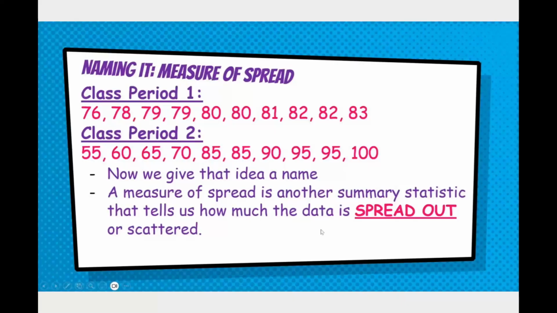A measure of spread is also in your notes. It's another summary statistic, which tells us how much the data is spread out or scattered or clustered or tight or wide. We're going to look at some various measures of spread, and we're going to start off with the range.